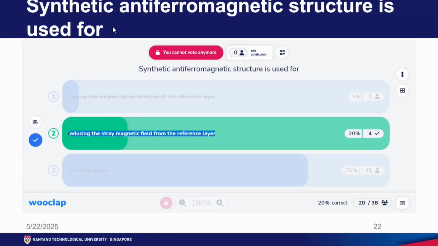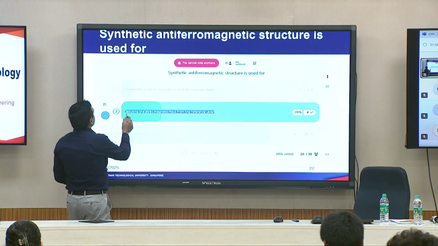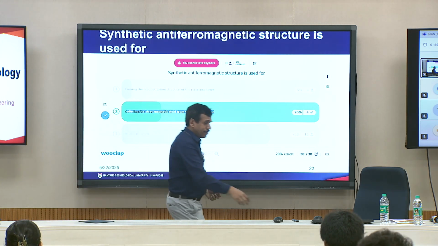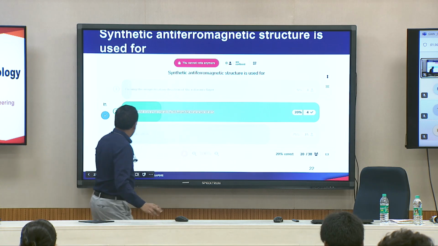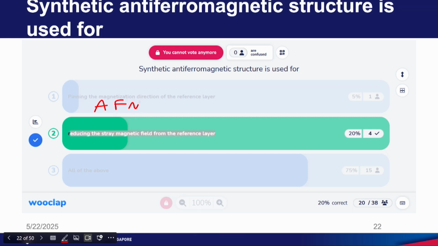Synthetic antiferromagnetism is different from the antiferromagnetism and exchange bias concept that we learned. So, be clear. This kind of question helps me to understand whether you are following correctly or not, so we can recalibrate our knowledge by going through such questions. Antiferromagnetism is helping us to pin the magnetization direction. So, this is the one that helps.